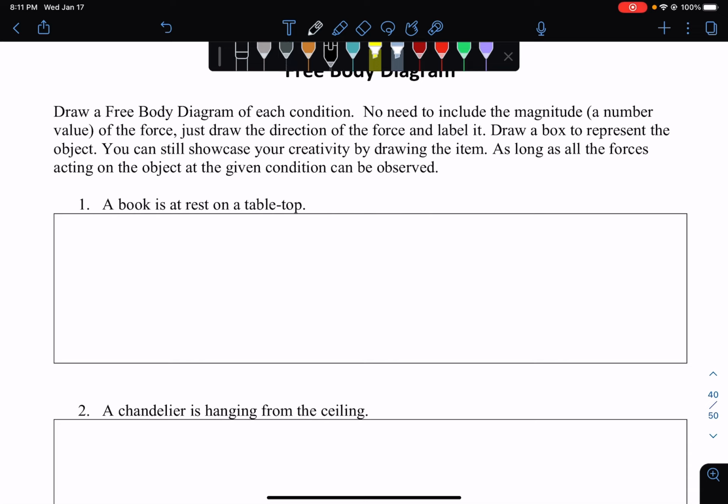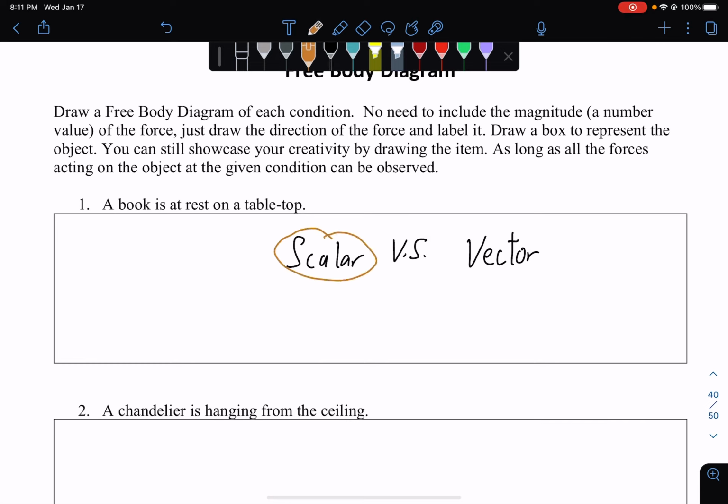We do have two things before we start. I just want to make something clear on the difference between scalar and vector. I believe I've already mentioned these two things in previous videos, but let me give you a basic distinction between the two. For scalar, this is magnitude without direction, so it's only magnitude. For vector, it's magnitude with direction.